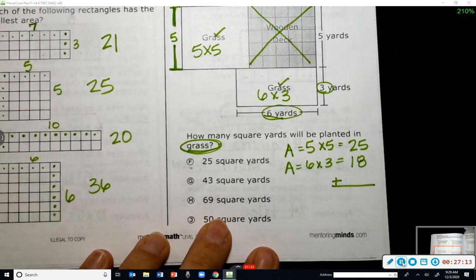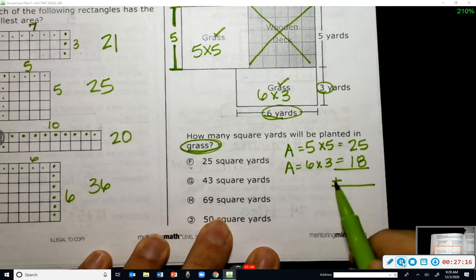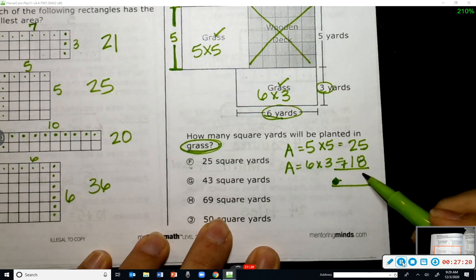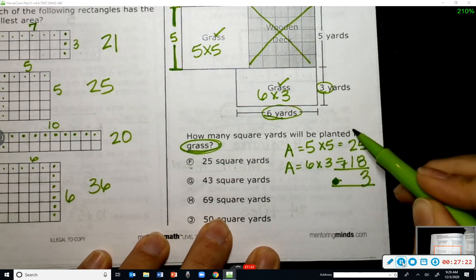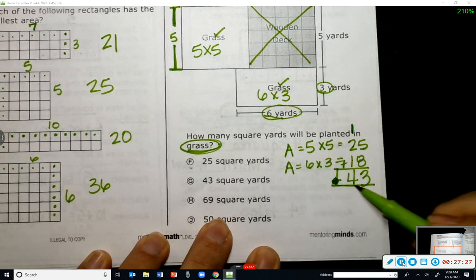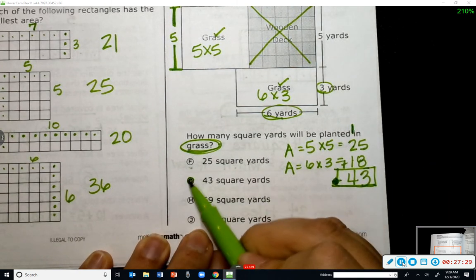18 plus 25. So 5 plus 8 is 13. Carry the 1. 1 plus 2 plus 1 is 4. So 43. G was your correct answer.